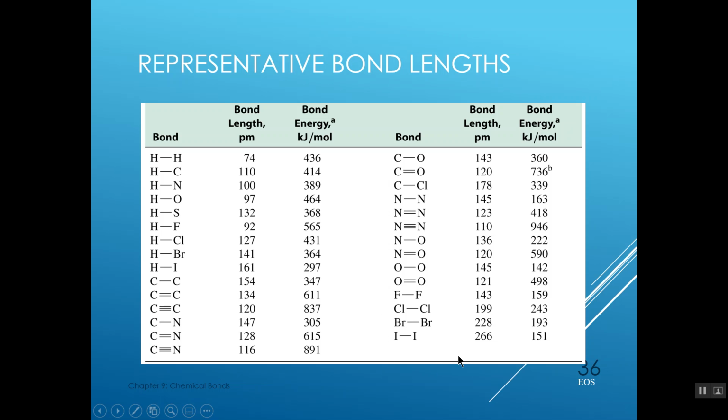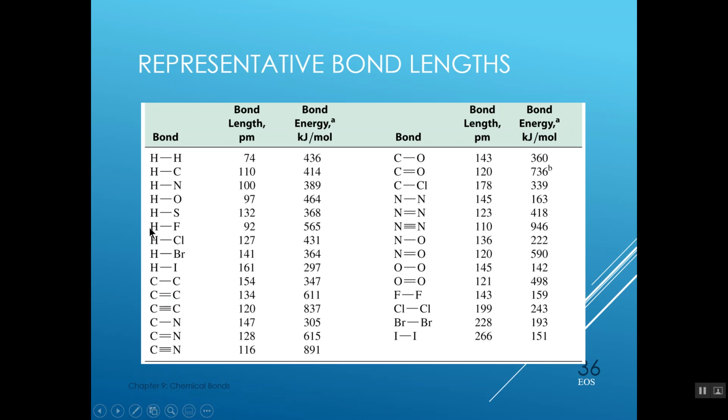So you'll notice that as you go from fluorine to chlorine to bromine to iodine, the bond length increases. And of course, that's because as you go down group 7, the atomic size increases. So if the atomic size increases, then correspondingly the bond size will increase as well.